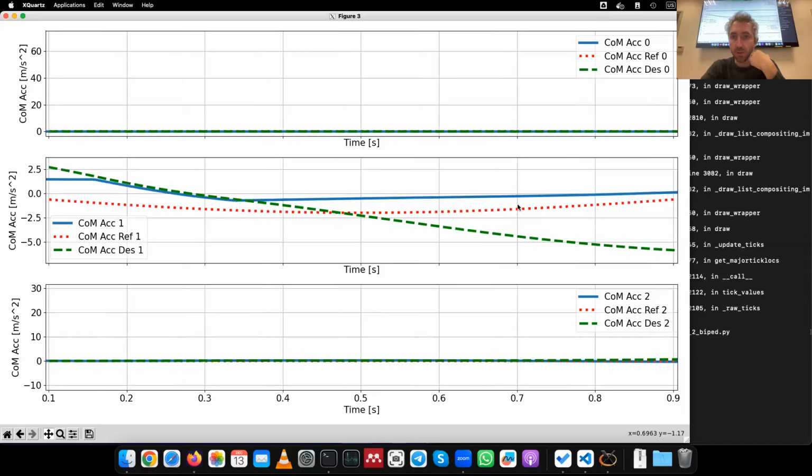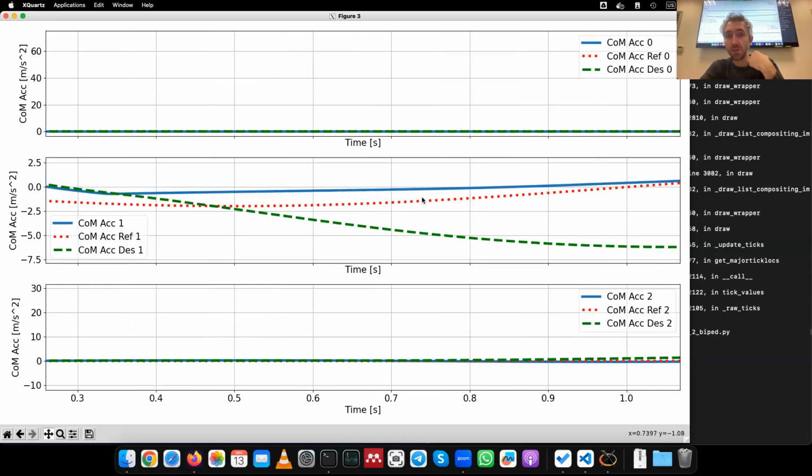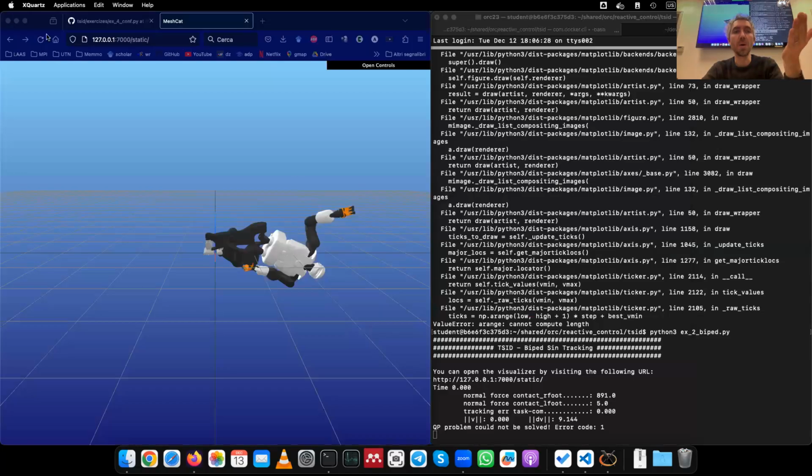And actually, after a little while, not only are we not able to decelerate as much as we would like, but we start accelerating. So the desired is negative, but the real one is positive. So we are pushing in the opposite direction of what we are asking the system to do. But that's normal, because basically we are asking the robot to do something that it cannot do. I mean, nobody can do that.